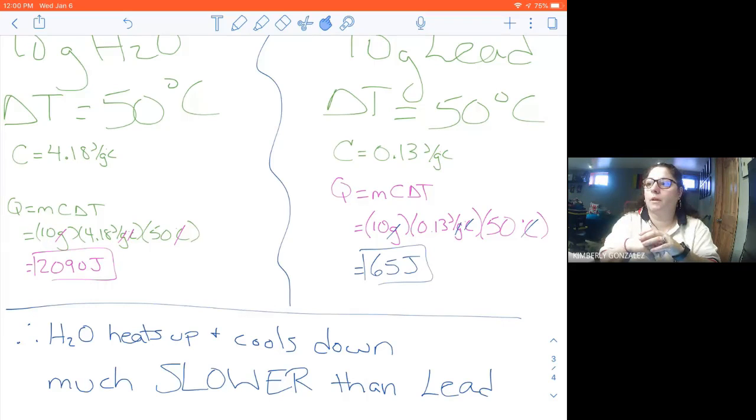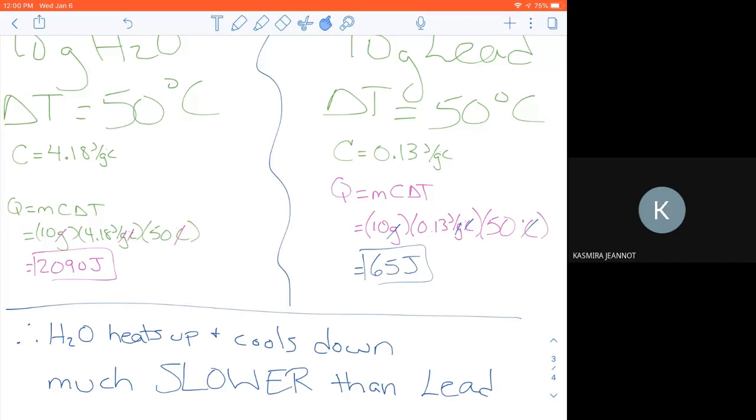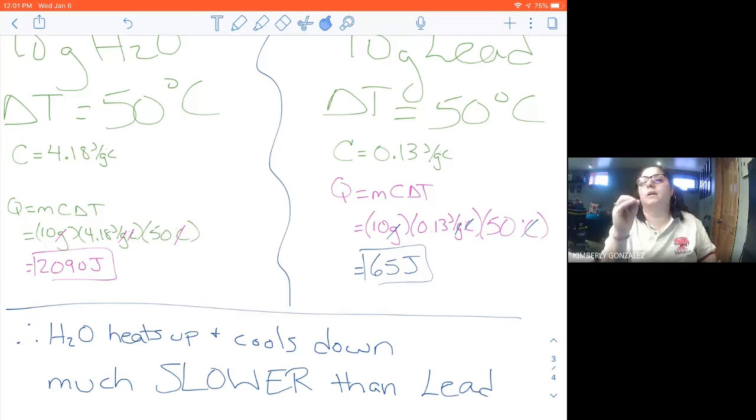I have a question. Who is that? Kasmira, I think? Yeah. What's up? So if water needs like 2,000 joules to increase heat energy, the number is so high. Why is that? It's because its specific heat capacity is also so high.